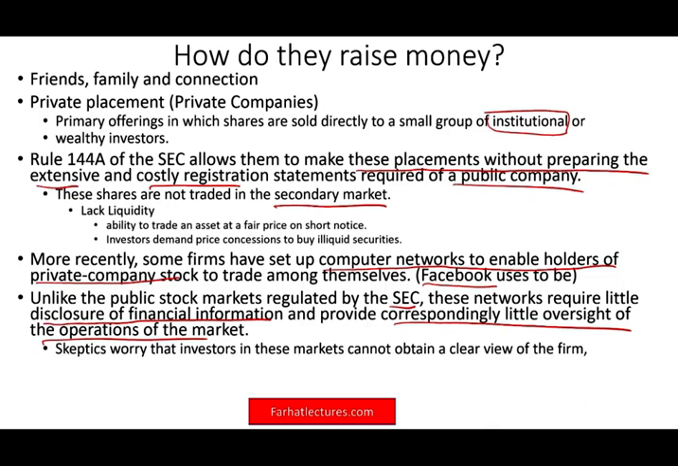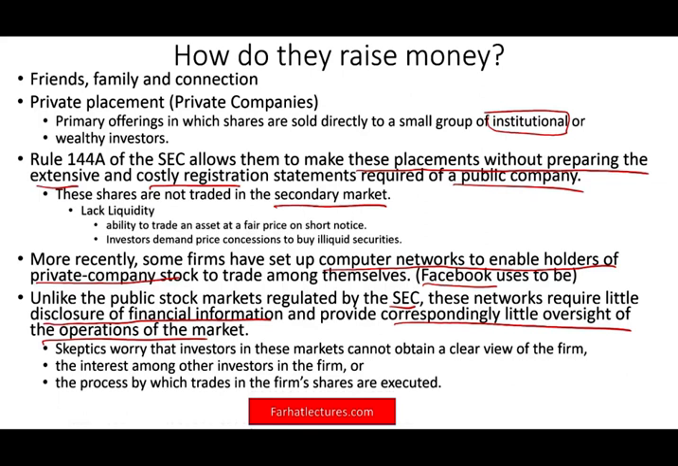Indeed, when you buy these stocks, guess what? You are flying blind and no one is going to protect your interest, because it's a private stock market. The interest among investors in the firm is not really known, and in the process by which the firm's shares are traded, you really don't know who bought your shares, because it's a private network. So only people who know what's going on deal with this private network.